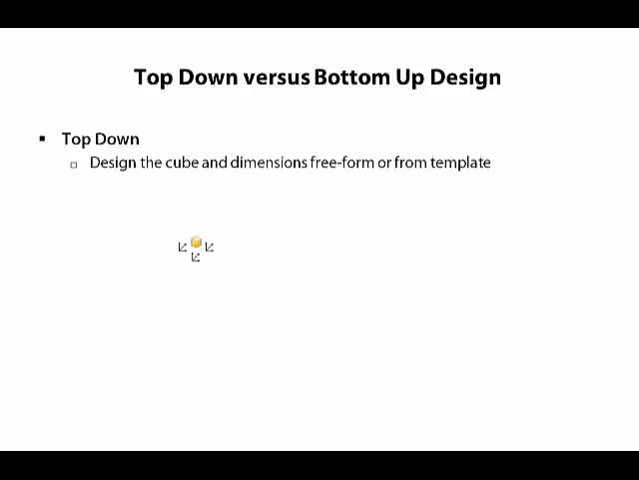In the top-down approach, we'll start with an idea of what the dimensional model needs to look like, and we do that by describing the measures and the dimensions that we need by filling in names into a free-form template or by selecting a template based on the AdventureWorks sample database. We'll see an example of this process later in this module.